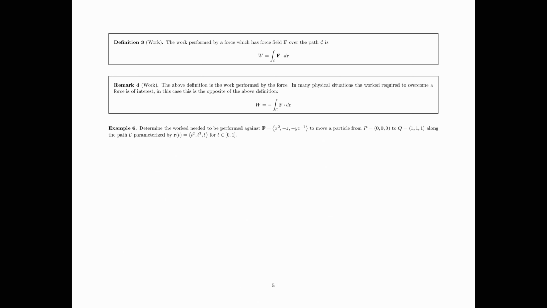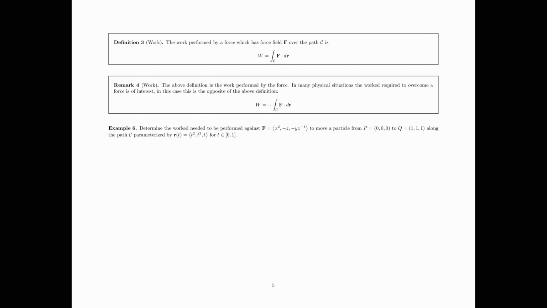All right, the next thing we have to do is an example on work, example 6. So, work in a physical sense: whenever you have some sort of field that describes a force, like the gravitational field, electric field, magnetic field, and so forth, you can ask how much work is performed by a force if we know its force field. Well, the amount of work performed, or the work done by a force, is the line integral over that path.